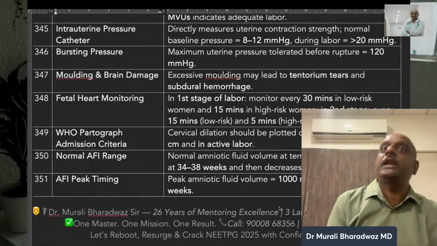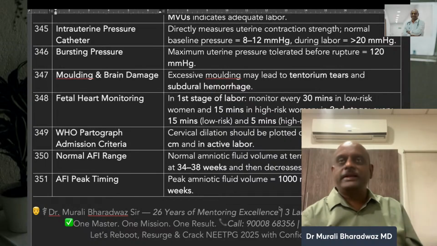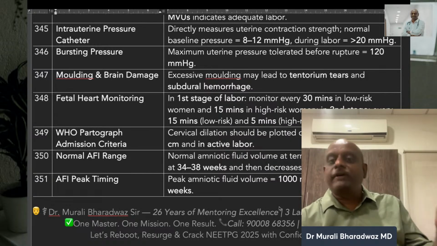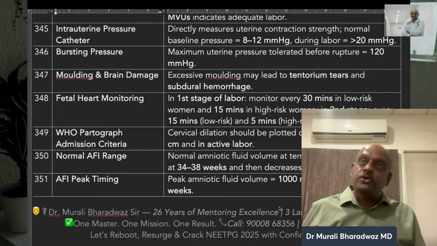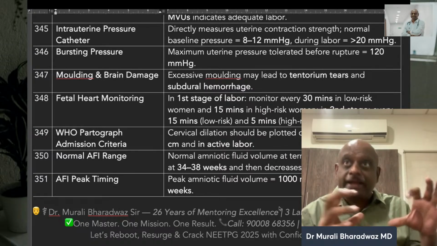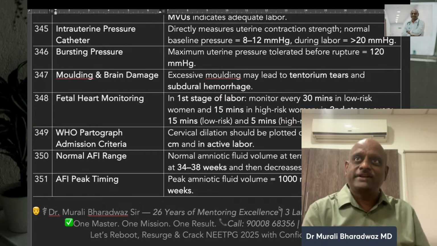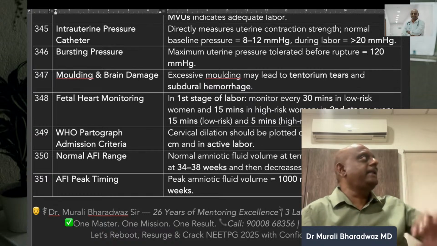In the first stage of labor, how frequently? Monitor every 30 minutes in low-risk women and every 15 minutes in high-risk women. In the second stage of labor, every 15 minutes in low-risk and every 5 minutes in high-risk. If you examine too frequently to see whether the cervix is getting dilated, you are introducing chorioamnionitis, infection. So that also you need to be careful.